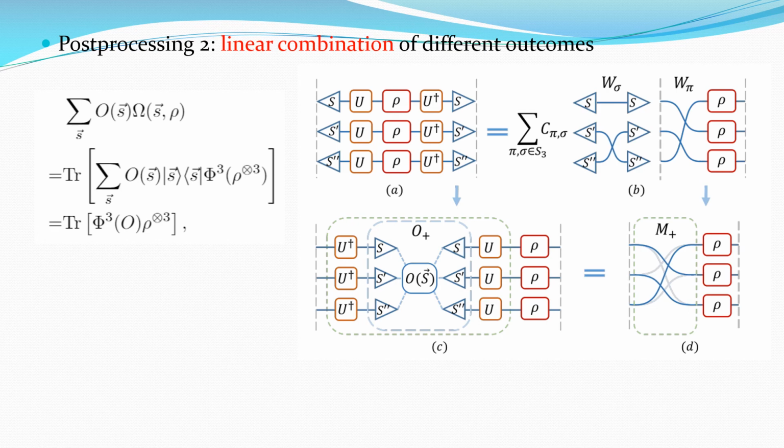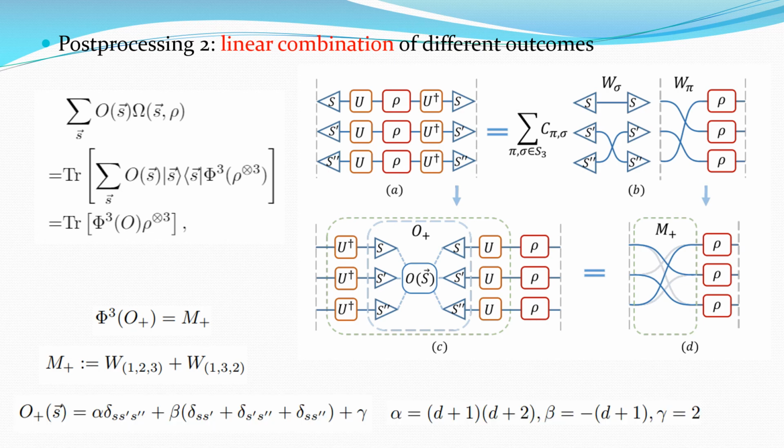So by carefully choosing the O_S coefficients, one can find that only the three-order permutation survives. So we can have an equation to solve the coefficients O_S by some Turing channels. Finally, we find this expression for the O to reproduce the permutation W123 plus W132.